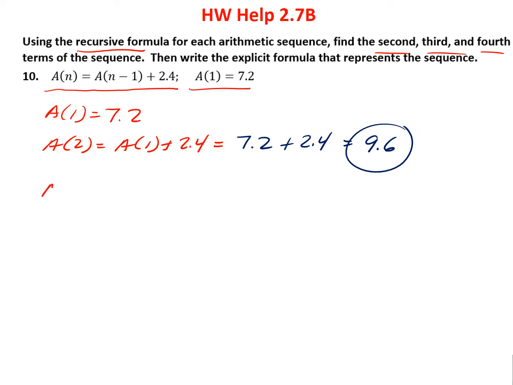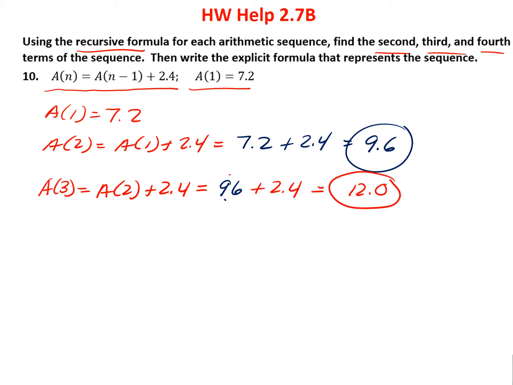Now my third term is going to be my second term plus 2.4. Well, my second term was 9.6. So 9.6 plus 2.4, and we end up with an answer. This is 10, carry the 1, 9, 10. This is going to be 12.0. So our third term is 12.0.